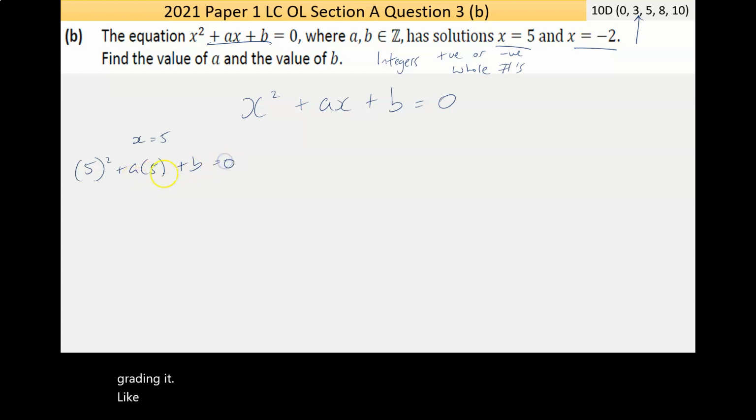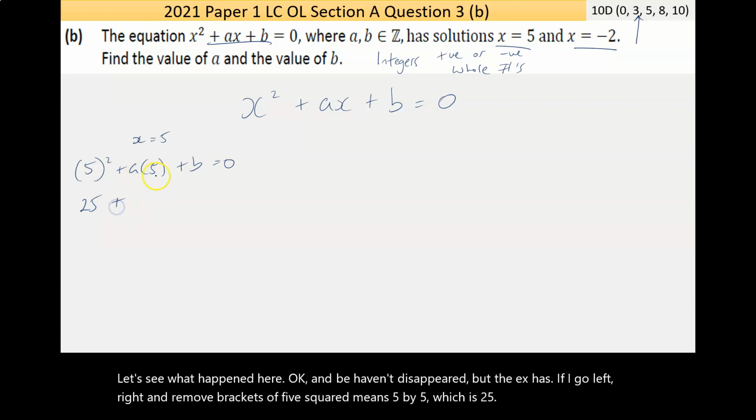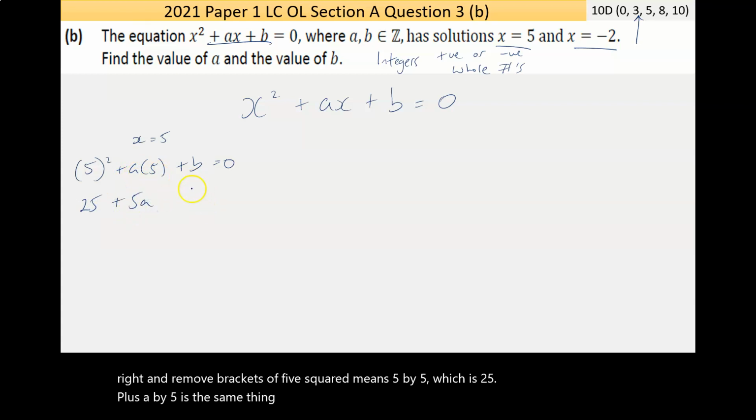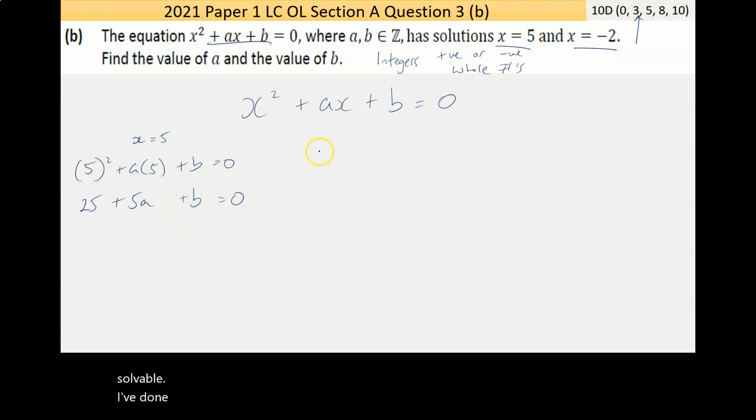Now, if you see what's happened here, the a and b haven't disappeared, but the x has. If I go left to right and remove brackets, 5 squared means 5 by 5, which is 25, plus a by 5 is the same thing as 5a, plus the b doesn't change. Now, that doesn't seem very helpful. This is an equation of two unknowns, so it's still not solvable. But I've done something. I'm definitely up on 3.